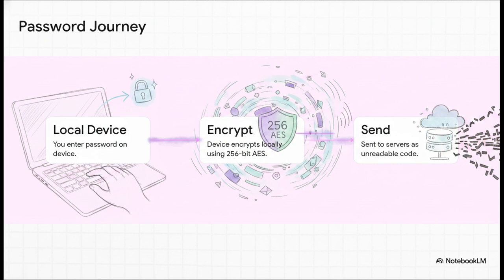Step 2 is where the magic happens. Your local device scrambles it using a heavy-duty, military-grade method called 256-bit AES. It encrypts the data locally before it ever even travels over your Wi-Fi router. By the time it reaches step 3 and is sent to the servers, it is nothing but completely unreadable code.